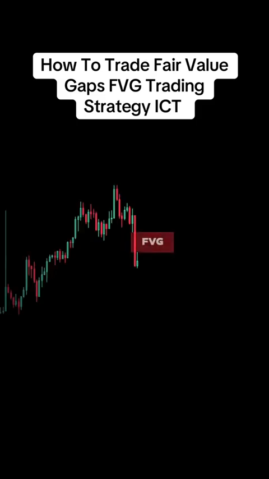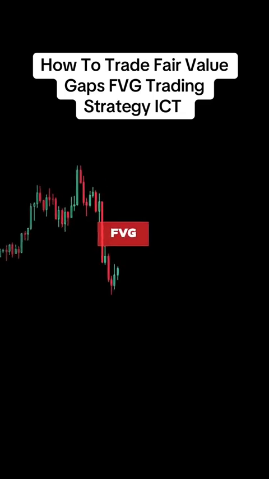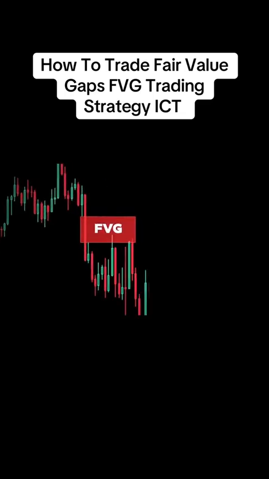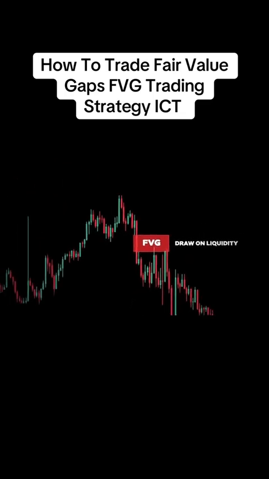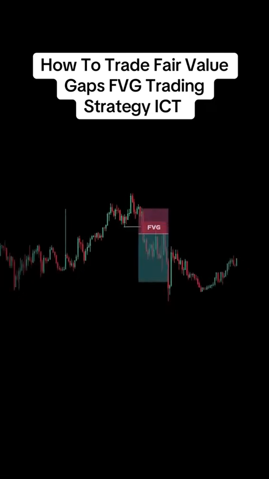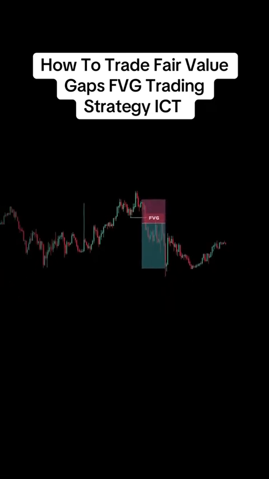These gaps act as magnets. The market tends to be drawn to them, which we can also refer to as a draw on liquidity. This can be our target when we're looking to take profit. You can also use them to enter a trade after a valid setup has formed.